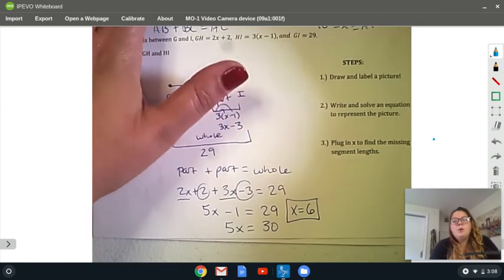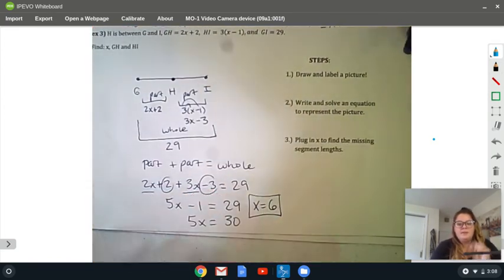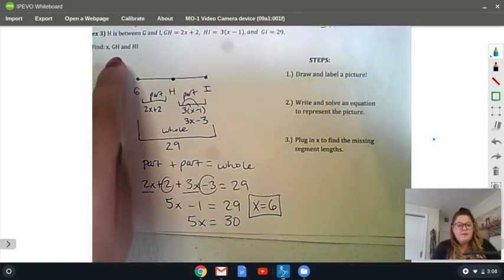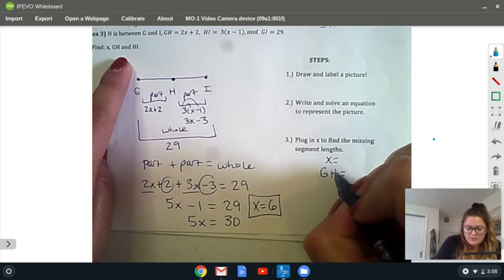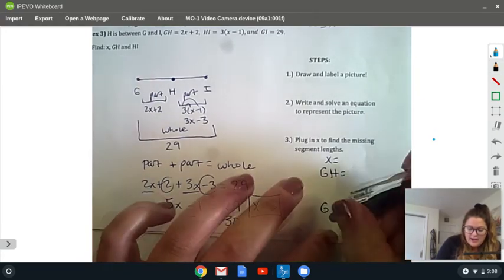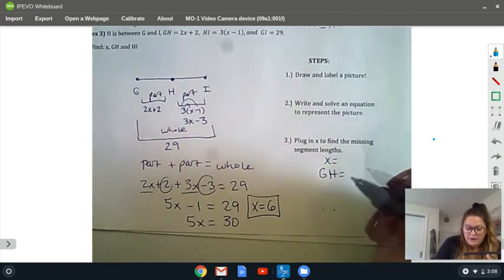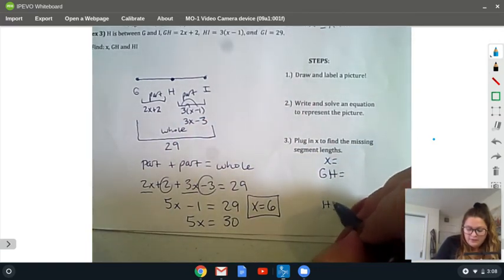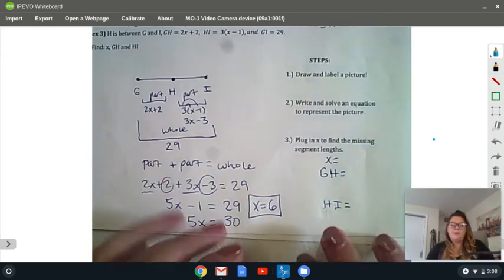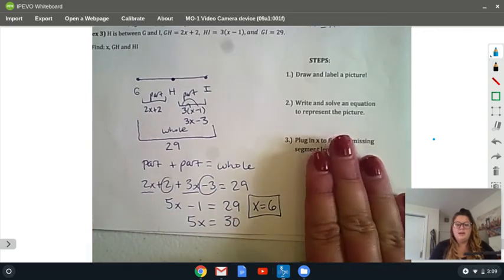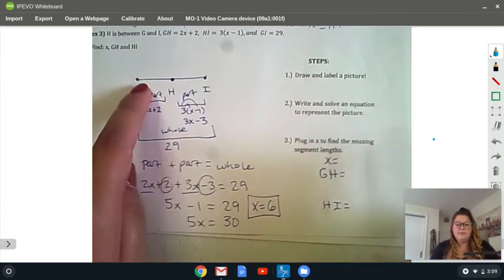Now there's still one more part to this problem. They want me to plug in x to find the missing segments. You'll notice up here they said find x, find GH, and find HI. So a lot of these problems have multi-part answers. They're asking you to do multiple things. So you've got to pay attention, make sure you answer all the questions. If you were in school and you did this on paper and you finished right here, that was only answering one of 3 questions. So you would lose points.